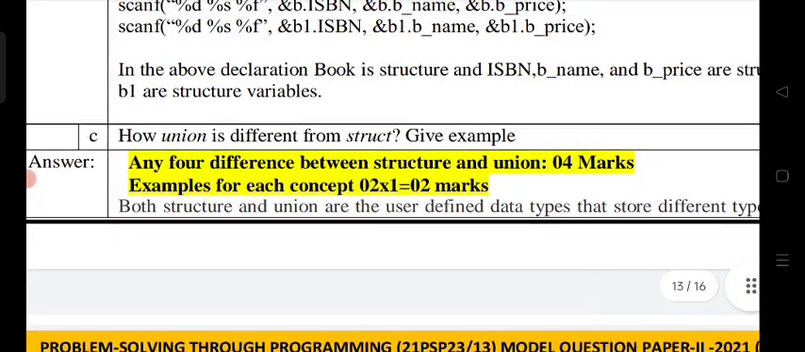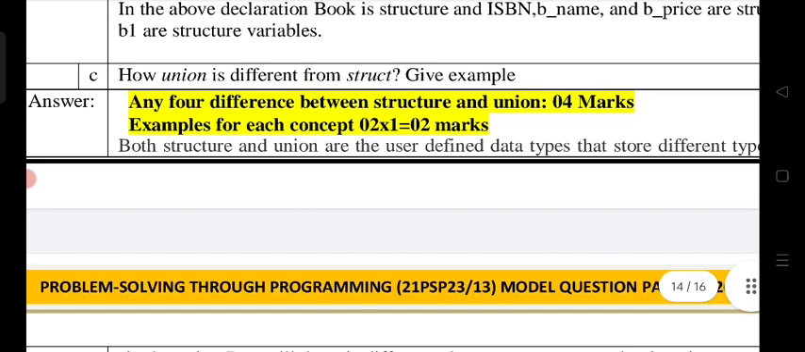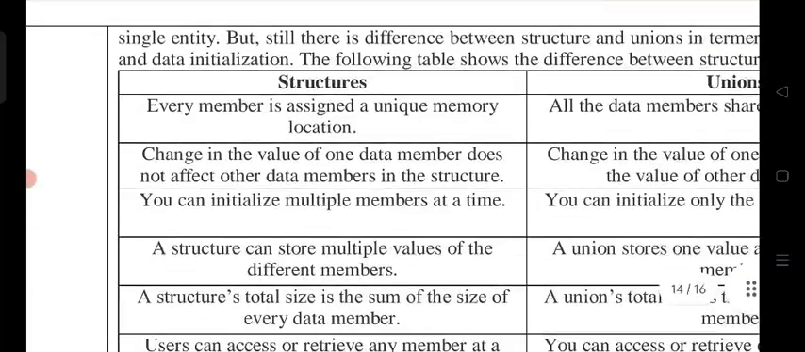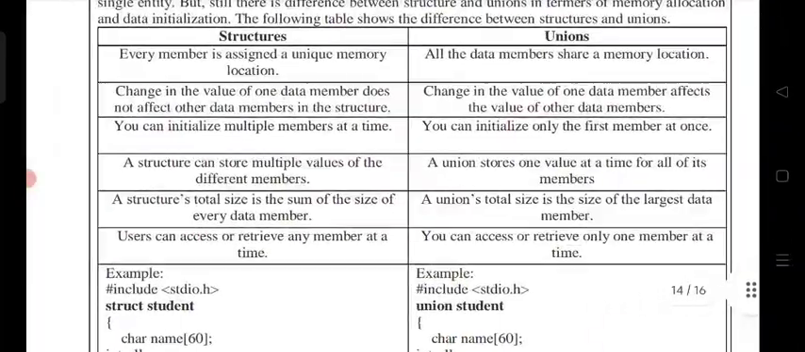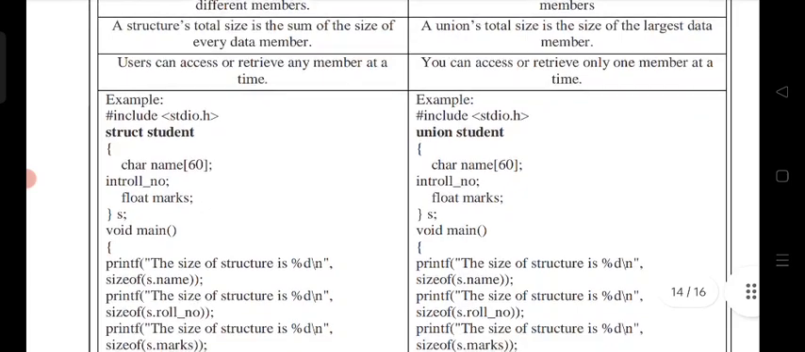The next question is, how is union different from structure? Give an example. So mentioning any 4 differences between structure and union will carry 4 marks, and an example for each of these concepts will carry 2 marks. So this is the expected answer for this question.